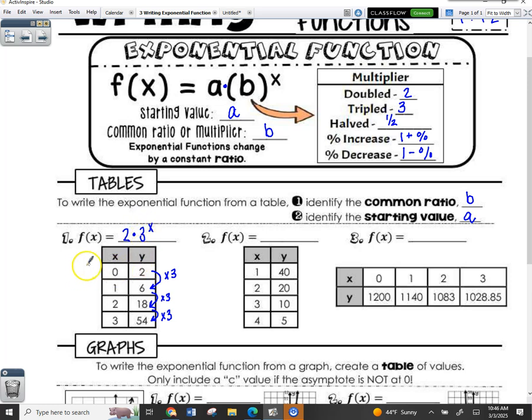And then what is your initial value? Well, that's when x is 0. So what is it? 2. So I need you to learn how to recognize on the table, this is my initial value because x is 0. The initial value is at x equals 0, and it's the number 2. And then this is my b value because they're increasing by a multiplication of 3. I would like you to try number 2.